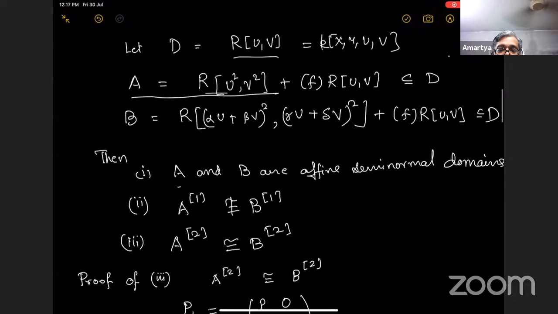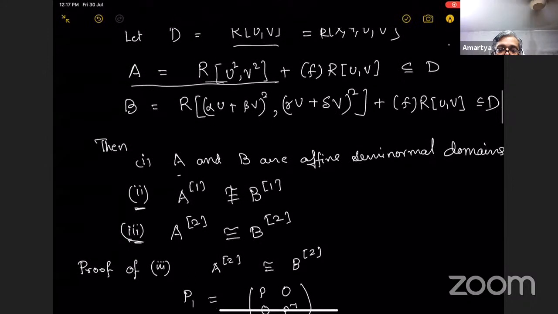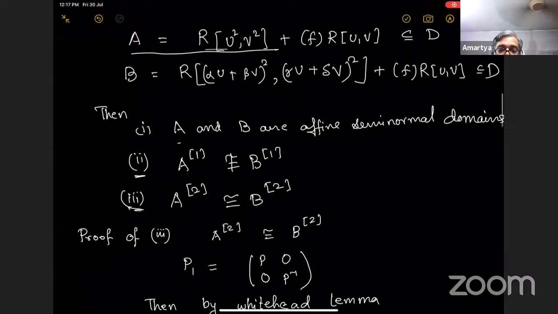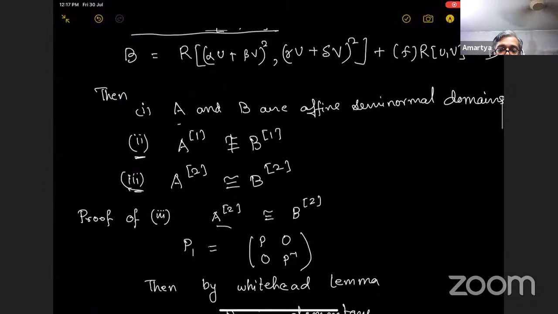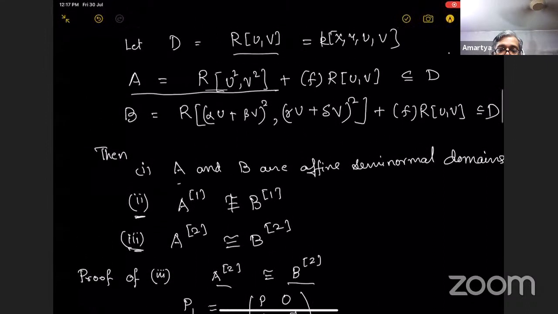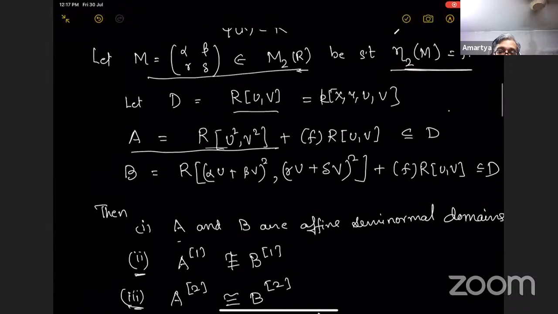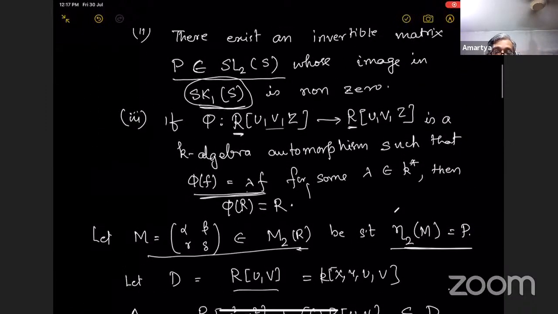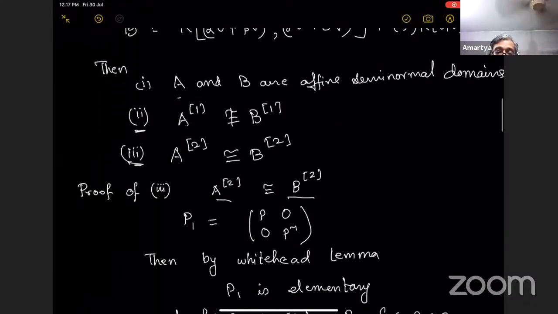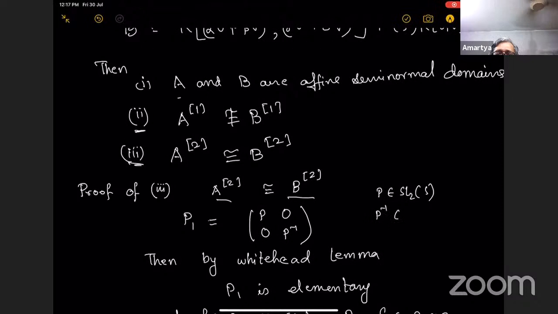I will just give a very quick proof of number 3. The proof of 2 is a bit long, so I will tell it depending on the time. So this A2 is isomorphic to B2. For that, we use the fact that if P is an invertible matrix, P is in SL2 of S, so there exists a matrix P inverse in SL2 of S.